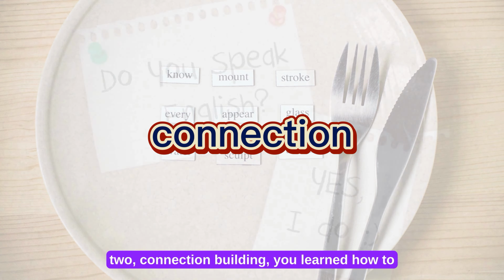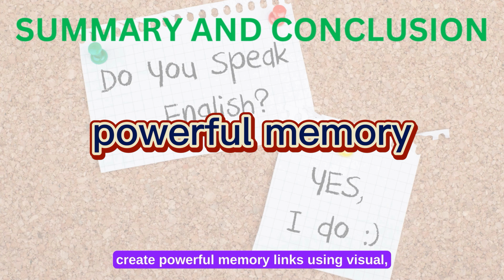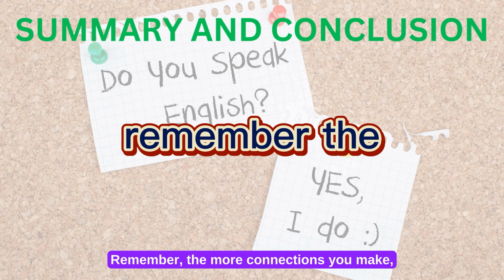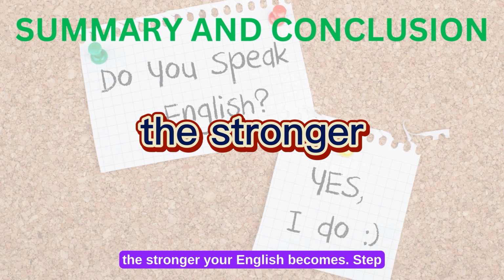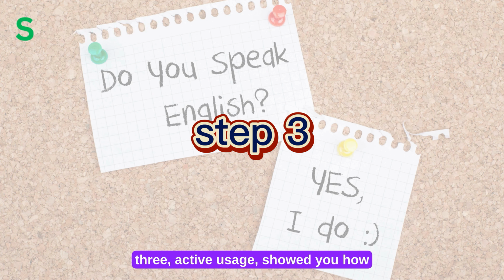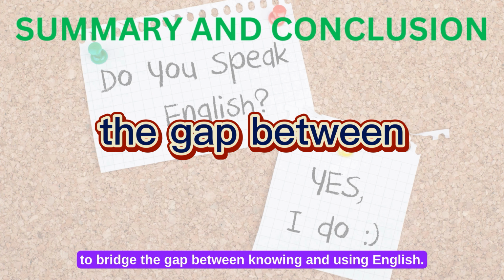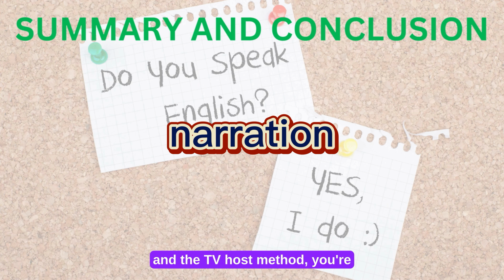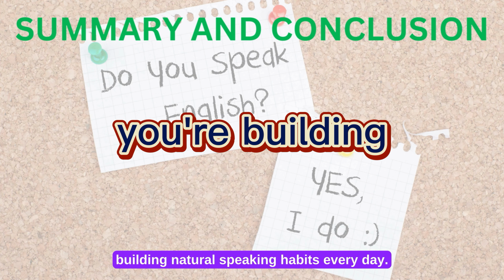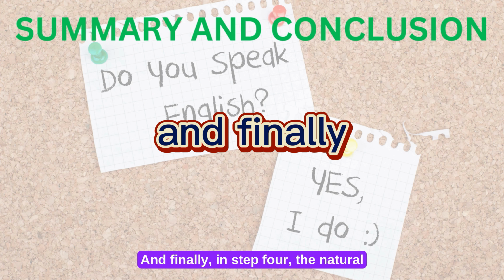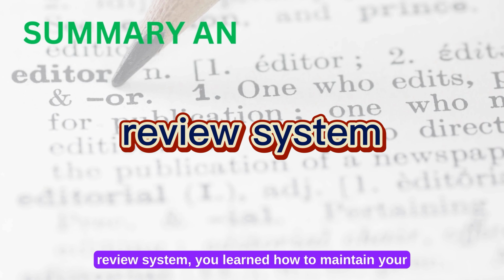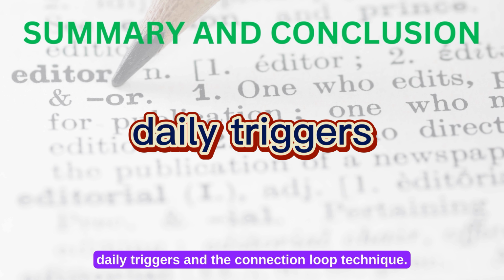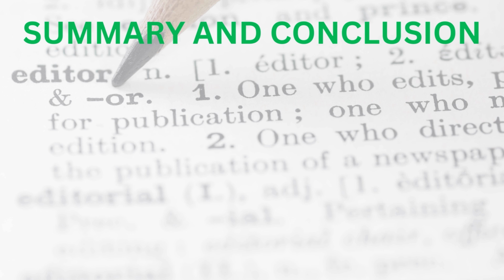In step 2, connection building, you learned how to create powerful memory links using visual, action, and emotional connections. Remember, the more connections you make, the stronger your English becomes. Step 3, active usage, showed you how to bridge the gap between knowing and using English. With simple techniques like SEEN narration and the TV host method, you're building natural speaking habits every day. And finally, in step 4, the natural review system, you learned how to maintain your English vocabulary effortlessly using daily triggers and the connection loop technique.